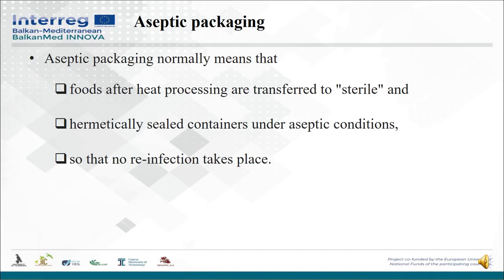Let's now consider aseptic packaging, which normally means that the foods, after heat processing, are transferred to sterile and hermetically sealed containers under aseptic conditions, so that no recontamination can take place. The principle is well known for liquid products, for example UHT milk, fruit juices, etc.